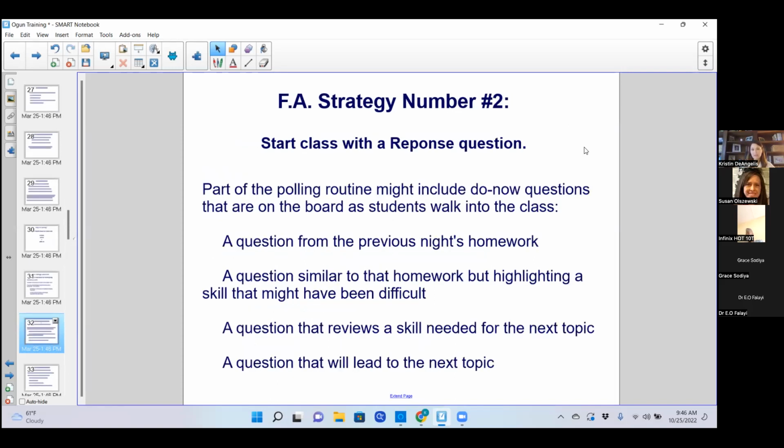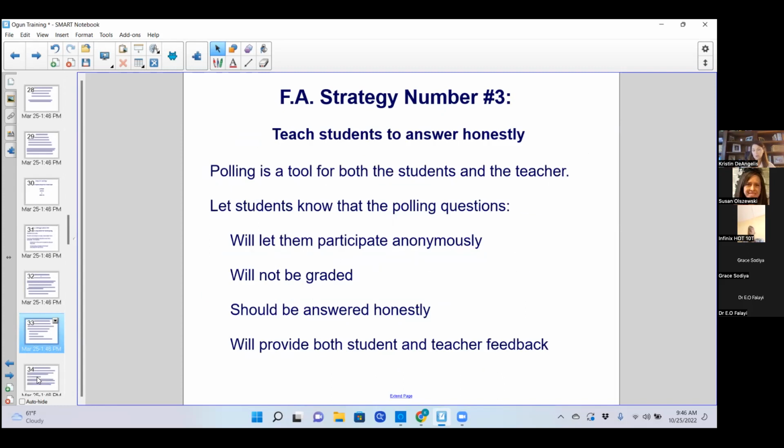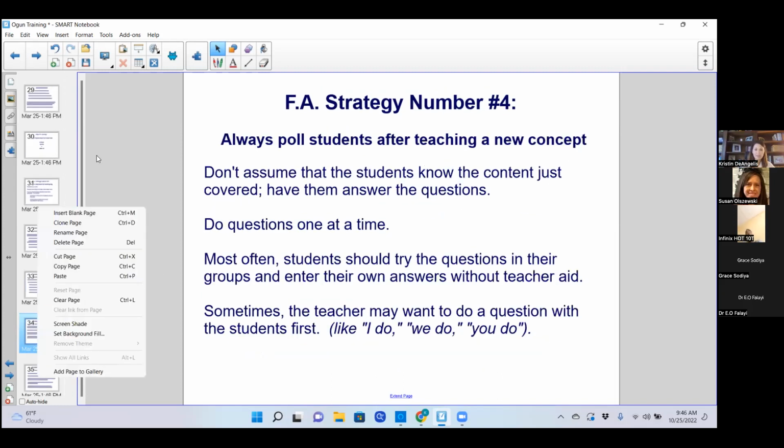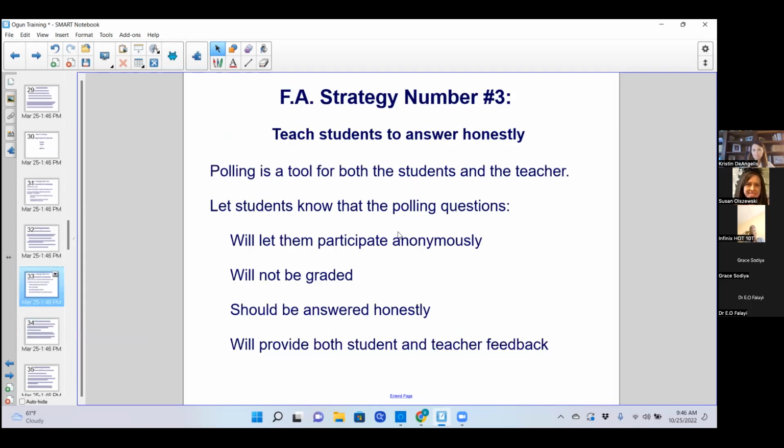Some teachers like to start every lesson, every class, with a response question. It could be a review from the day before. It might be one of the homework problems. It's a great way to see if the students did their homework and not worry so much about the grading of the homework. It might be to see their knowledge of the content that you're going to teach that day. So you might want to start with one quick question. That could also be your hook in how you get them into the lesson.